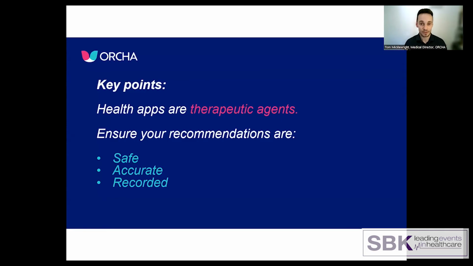So the main point with this is that health apps are therapeutic agents. Think of them like starting a medication. So you want to make sure that your recommendations are safe, that they're accurate and the patient won't download the wrong thing, and that there is a record kept. Next slide.